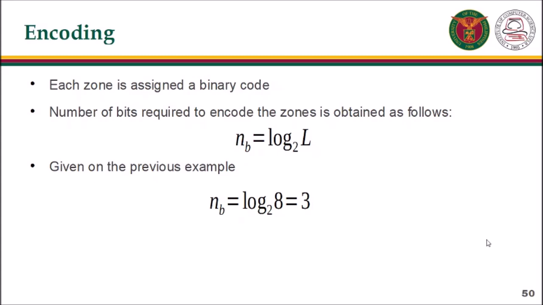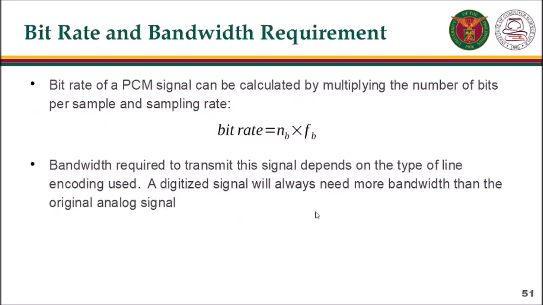The last step in PCM is encoding. We saw this in the previous slide. Each zone is assigned a binary code. The number of bits required to encode the zones is obtained as follows. Given the previous example, the number of bits required is 3. Bit rate of a PCM signal can be calculated by multiplying the number of bits per sample and the sampling rate.